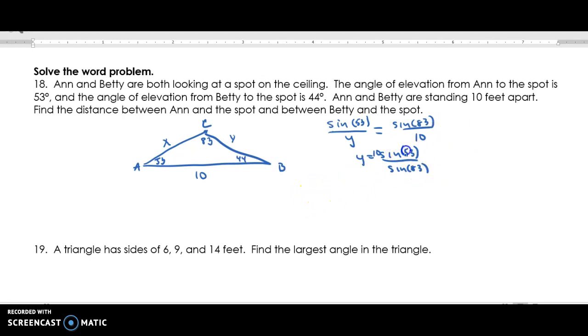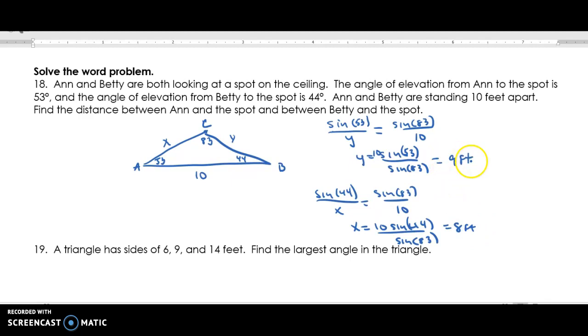And then when I set up to find x, it's going to be the sine of 44 over x is equal to the sine of 83 over 10. And X would give me 10 sine 44, all divided by the sine of 83. When you solve for each of these, Betty ends up being about 8 feet away. And then Ann is about 9 feet away.